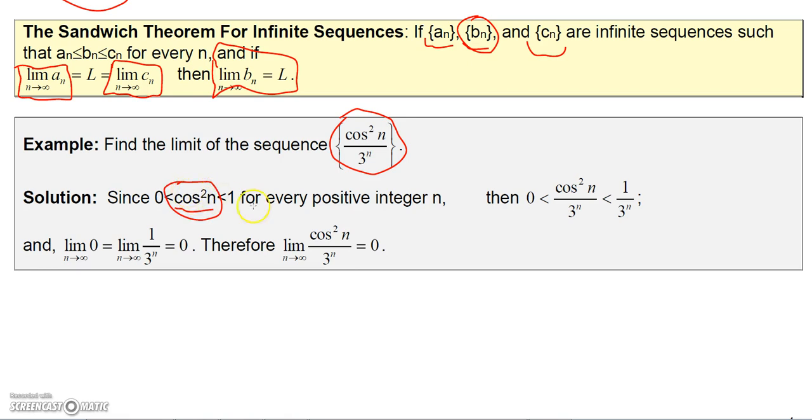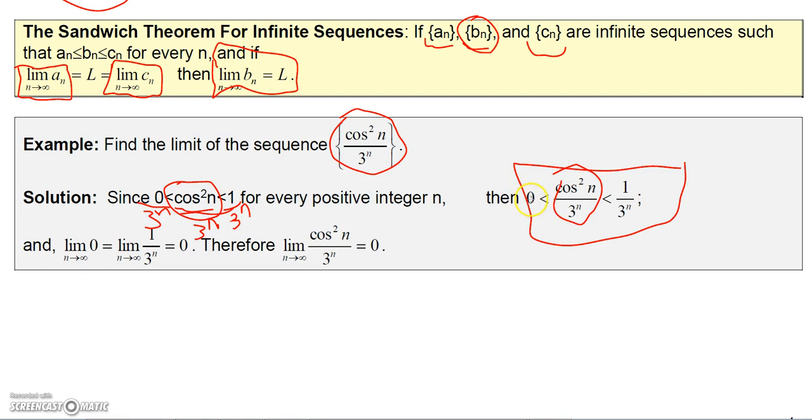So if that's true, if I were to divide this by 3 to the n power, and then divide this by 3 to the n power, because 3 to the n is a positive number, and then divide this side by 3 to the n power, then I would get this inequality. So basically what I've done is I've trapped the sequence here between two other sequences.